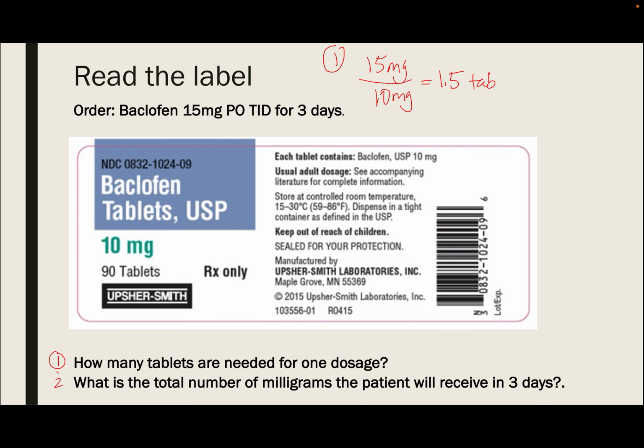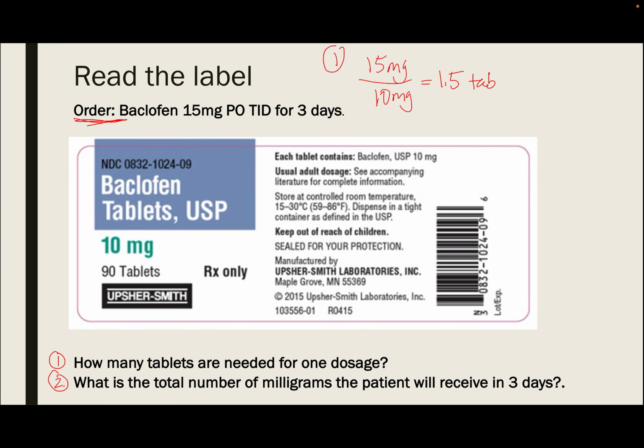Question number 2 says, what is the total number of milligrams the patient will receive in 3 days? So for this one, please don't get confused and think that you're now going to use the answer from number 1. You will not. These are 2 separate questions. Number 1 is done. You don't bring that over. You don't use that number again. So when we ask what is the total number of milligrams the patient will receive in 3 days, we're only talking about this here. You only have to look at the order, okay?